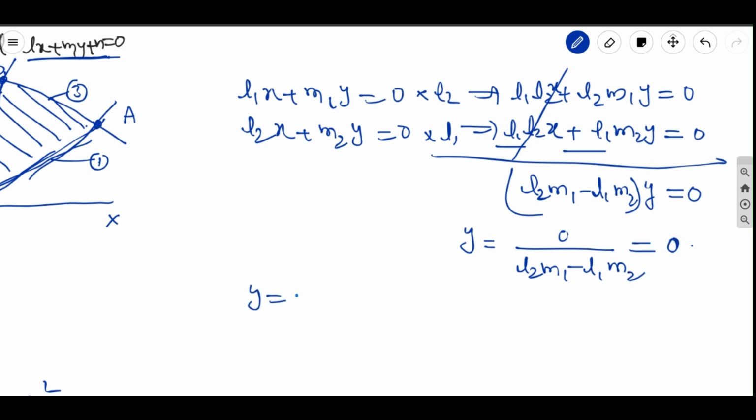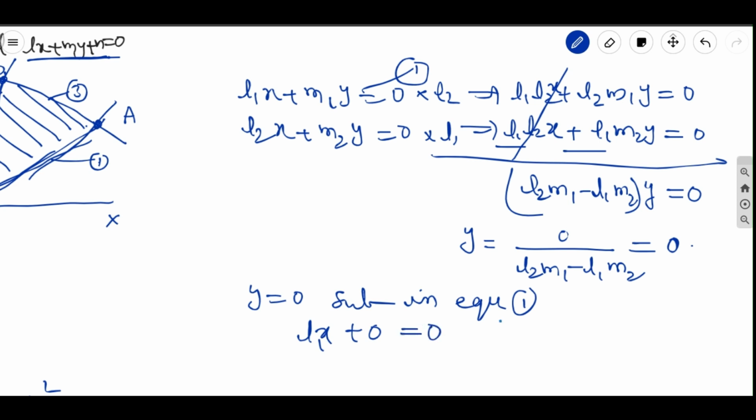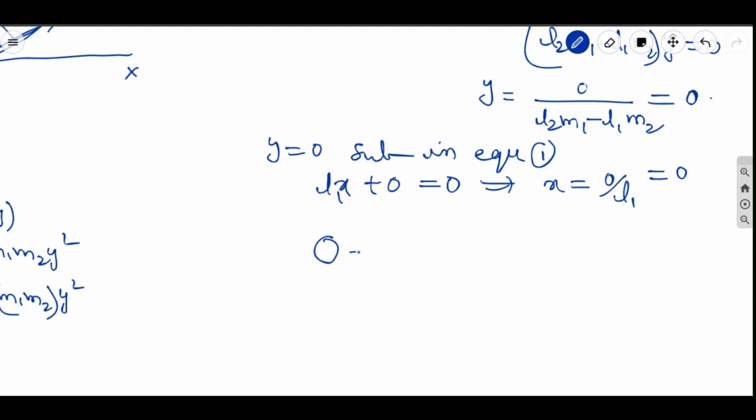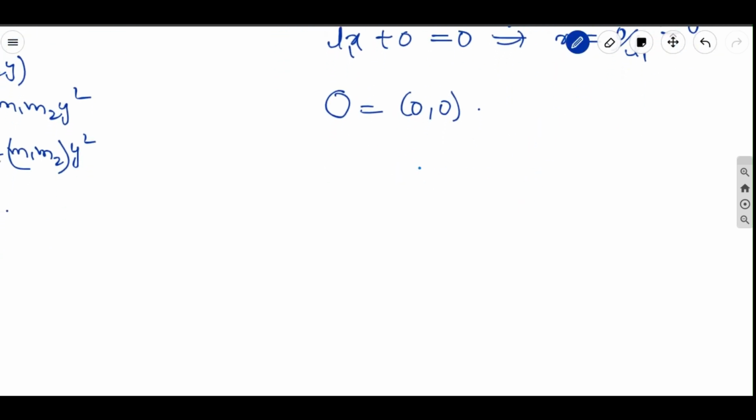y = 0. Substitute in equation 1: L1x + 0 = 0. Then x = 0 / L1, which is 0. So the intersecting point of equations 1 and 2 is the origin (0, 0). This is the elimination method. Using the cross multiplication method, we find the A and B values.